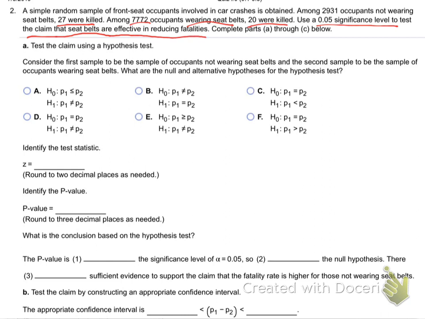Okay, so we've got two populations here. So population 1, proportion 1, we're talking about the 2931 not wearing seatbelts. It's the proportion that died with no seatbelt. Proportion P2 is the proportion that died and they were wearing a seatbelt.